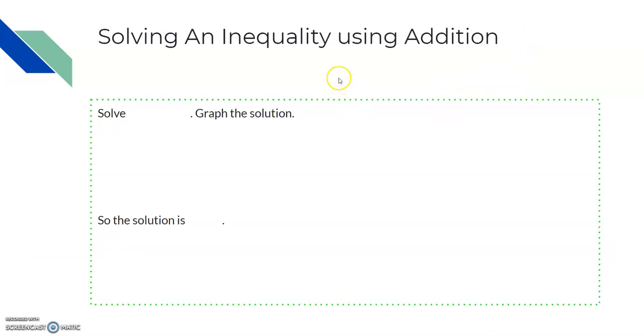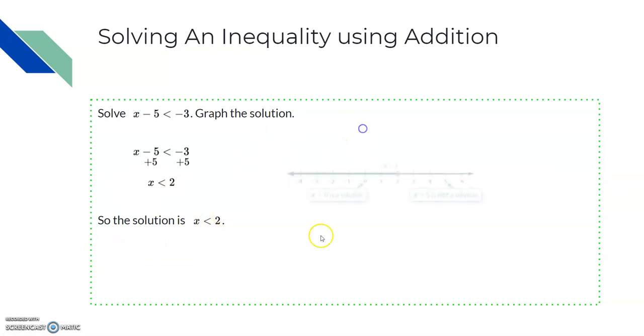So we're going to be looking at solving an inequality using addition, and in the next slide we're going to be looking at subtraction. So solve x minus 5 is less than minus 3. Graph the solution. Alright, we're going to copy it down here. Now we're going to add 5 to both sides. X is less than 2. This is our solution. So the solution is x is less than 2.